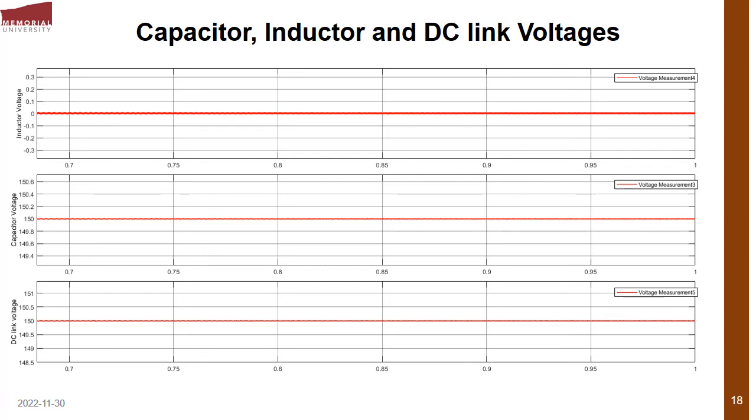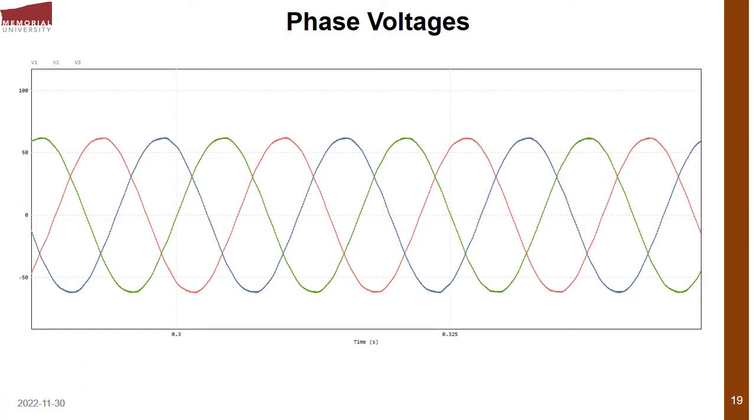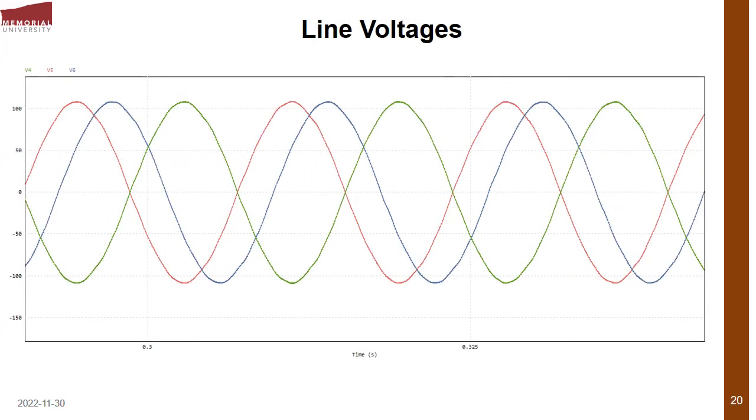To confirm our analysis, our simulation gave us exactly what the calculation gave us. The simulation gave us that our inductor voltage was 0, our capacitor voltage was 150, and our DC link voltage was 150. The phase voltages were seen peaking at 60 volts, and then the line voltage peaking at 103.